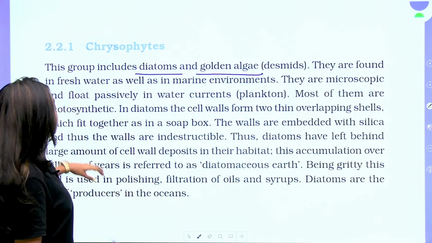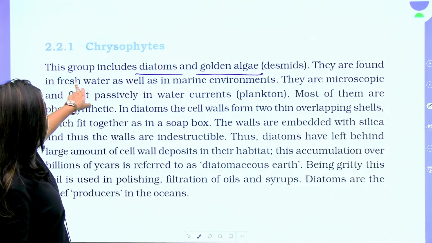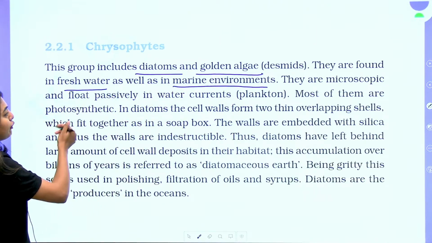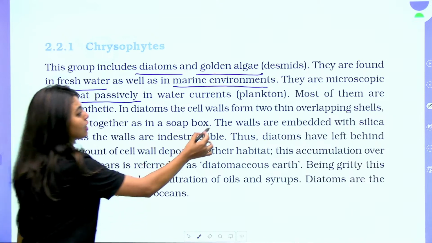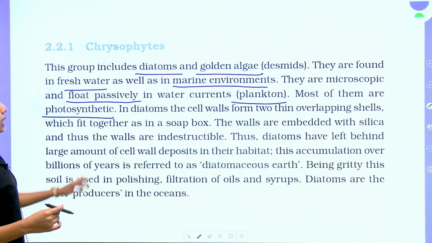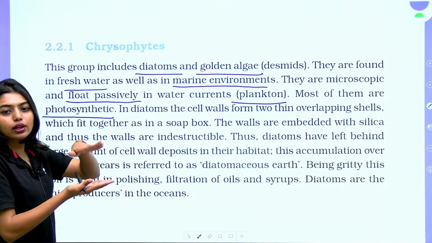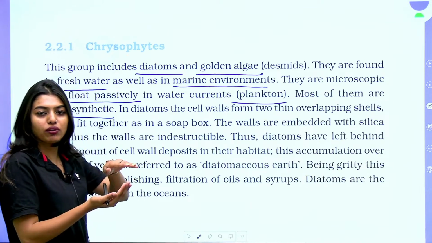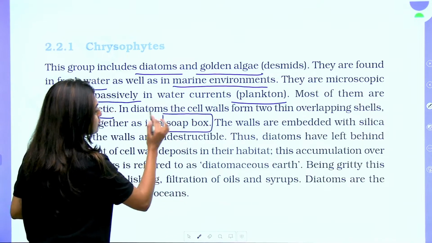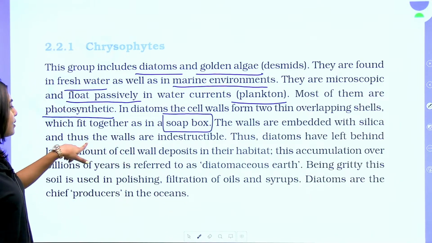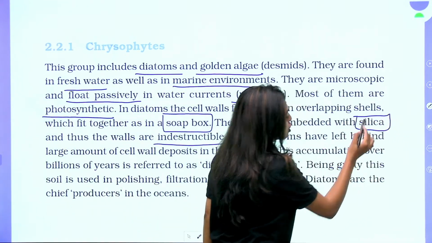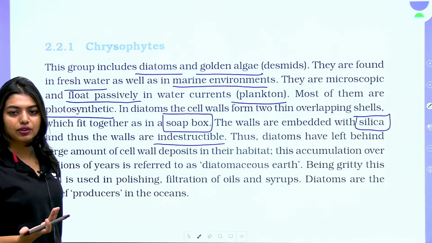Okay, now look here, this is your NCERT. They are found in freshwater and marine environments, they are microscopic and they float passively in water. That is why they are called plankton. Now, most of them are photosynthetic. In diatoms, the cell walls are made up of two thin overlapping shells, which fit together like a soap box. The walls are embedded with silica and thus the walls are indestructible. This is why I told you silica is very hard and you cannot destroy it easily.